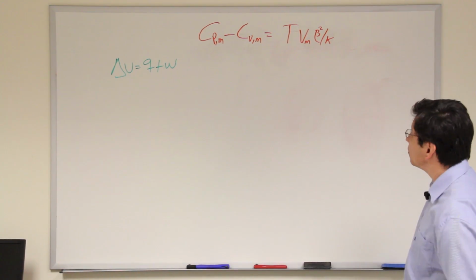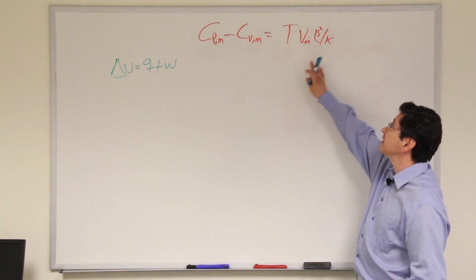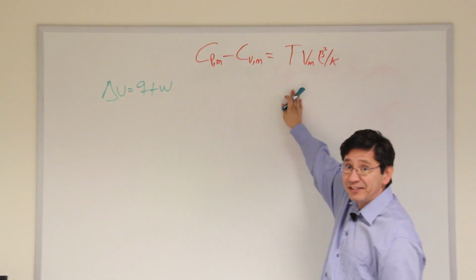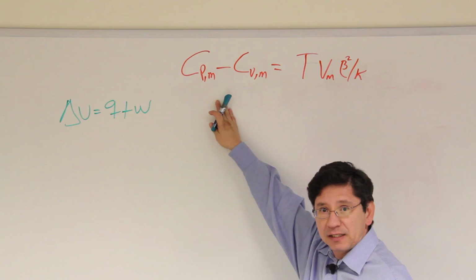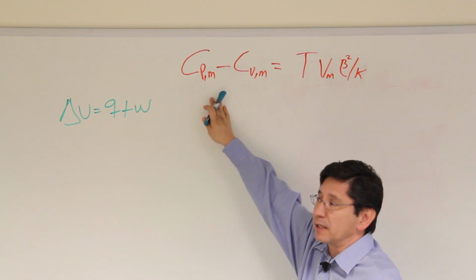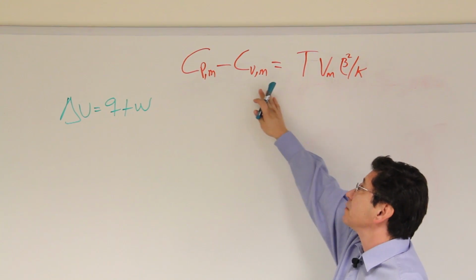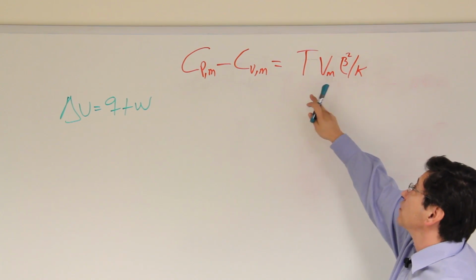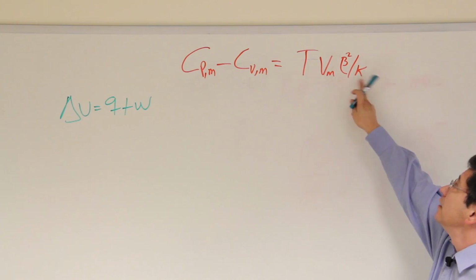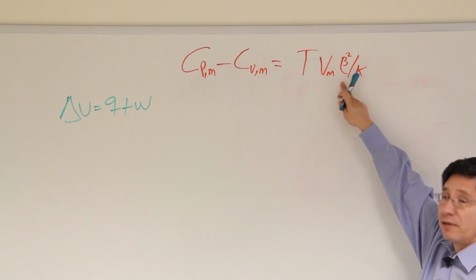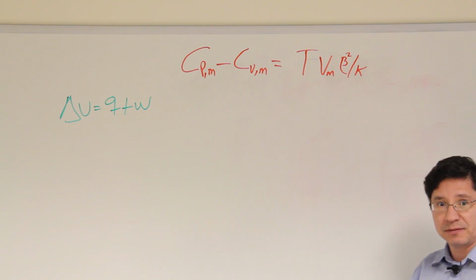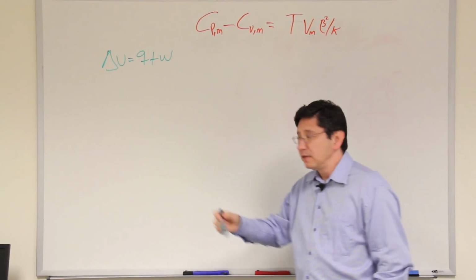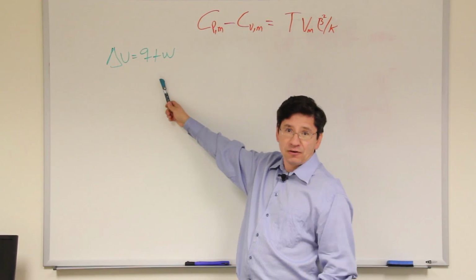Okay, in this video, I'd like to show you how to arrive at this expression, this equation that shows the difference between the molar heat capacity at constant pressure and the corresponding molar heat capacity at constant volume. As you can see here, it is equal to temperature, the molar volume, the expansion coefficient squared over the compressibility coefficient. So let's see how we get here from the fundamental first law of thermodynamics.